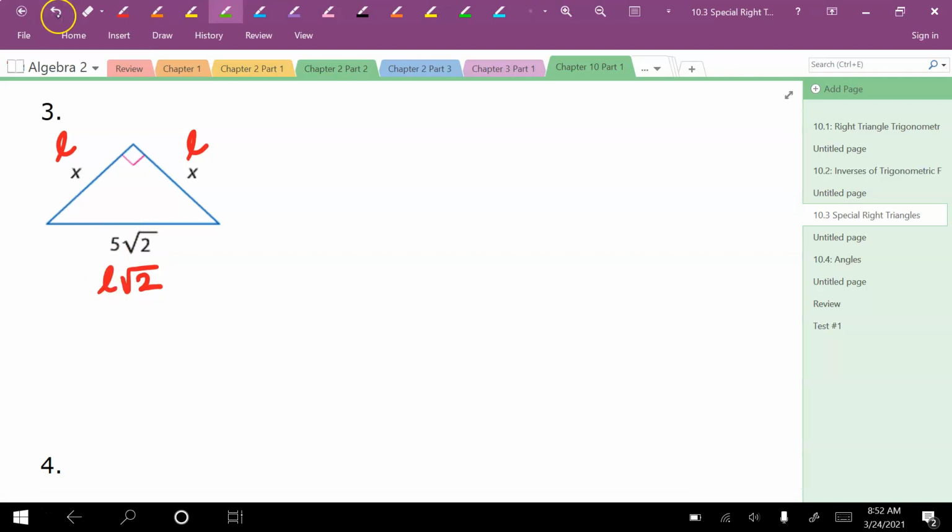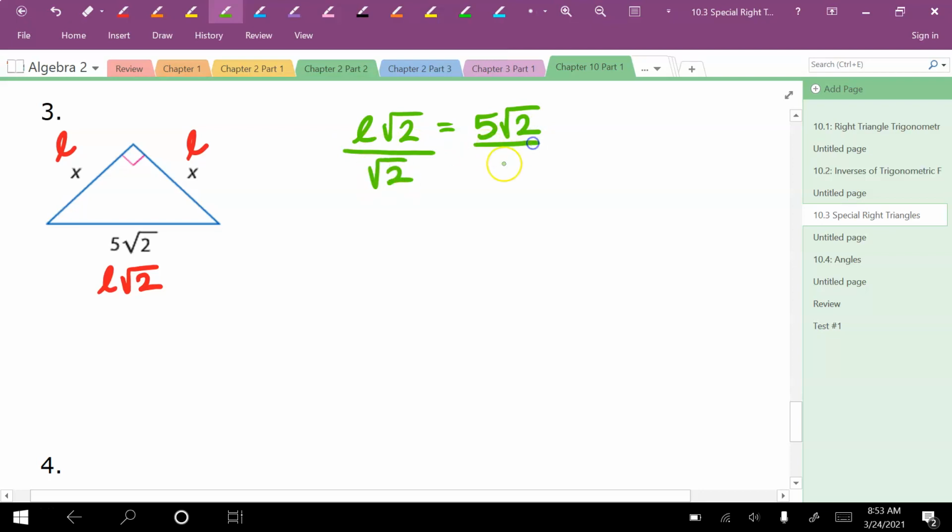And it works the same way if you were to actually set it up like this, where you set them equal to each other. If you're solving for L, you're dividing by that square root of 2 on both sides, and it causes them to cancel on both sides. So that's how we get L equals 5. Which means that my x is equal to 5, because x was represented by my L.